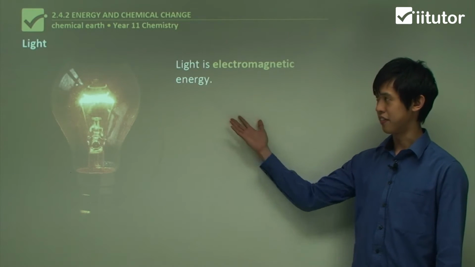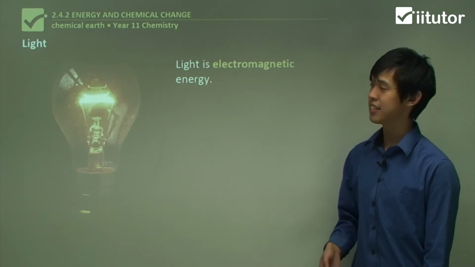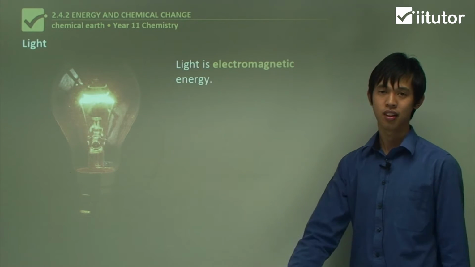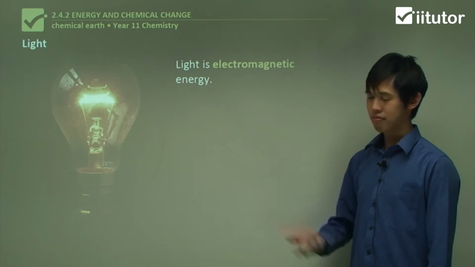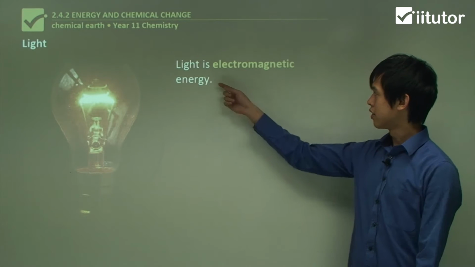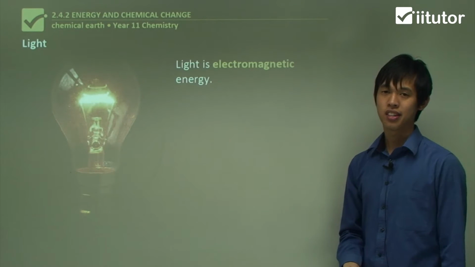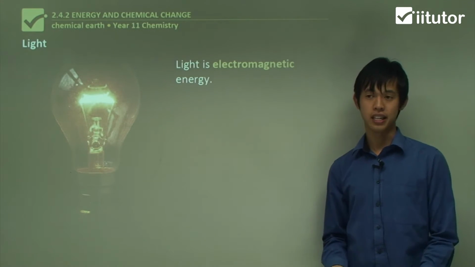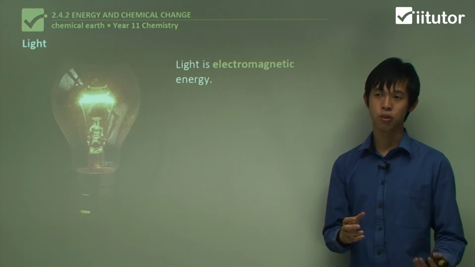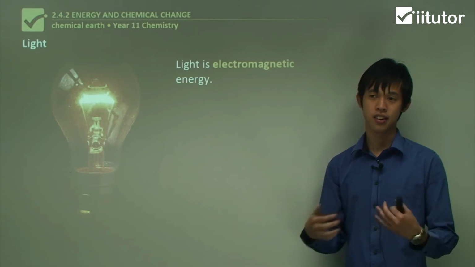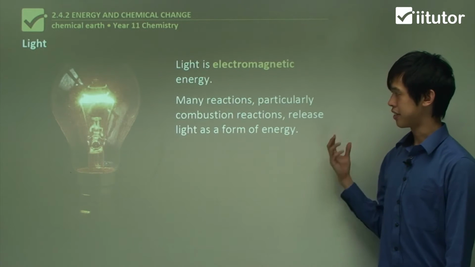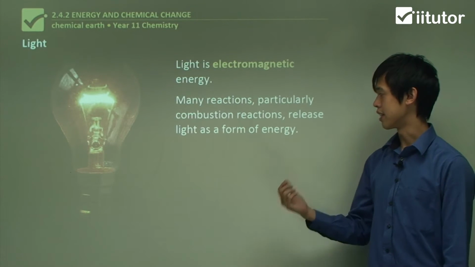So light. Here we have an old incandescent light bulb from the Edison days. Very, very inefficient, but sort of an archetype of lighting. Okay, so it emits light, obviously. So light is an electromagnetic energy. Okay, so for those who've studied physics, electromagnetism shouldn't be too much of a stretch for you. But essentially, all it is is electric fields and magnetic fields interacting with one another to produce light. Okay. Many reactions, particularly combustion reactions, release light as a form of energy.